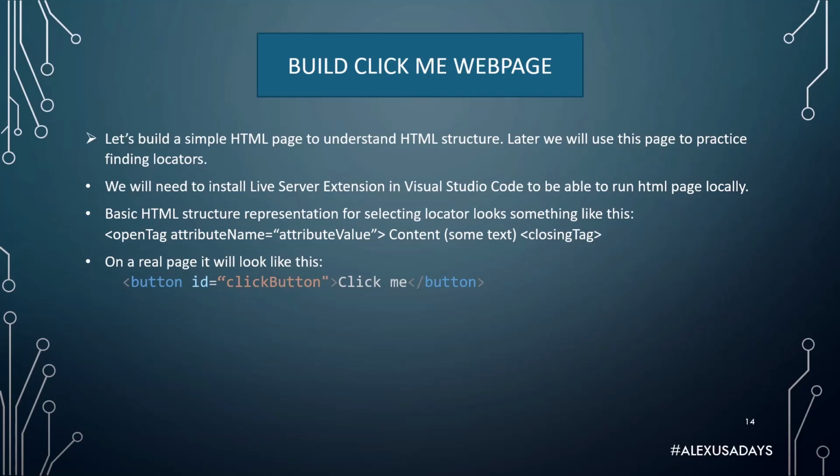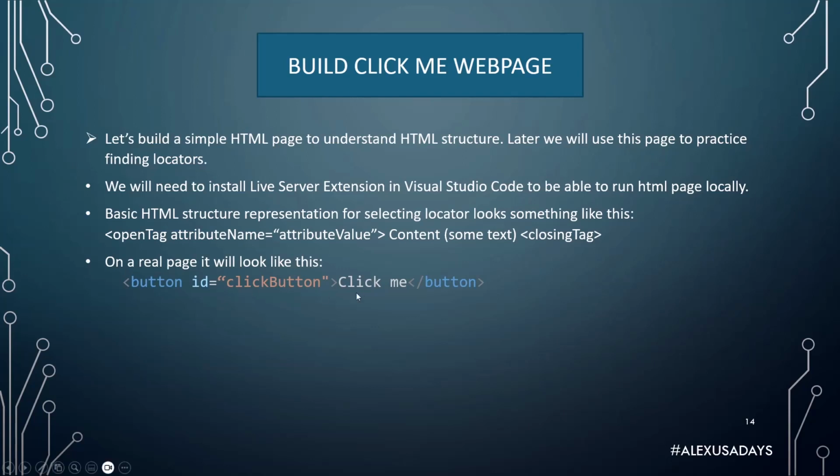Basic HTML structure representation for selecting locators looks something like this. You have an open tag, you have an attribute name, then equal and the attribute value inside the quotes, and then the opening tag is closed. Then you have some content inside that is displayed to the user, some text, and then you have a closing tag.